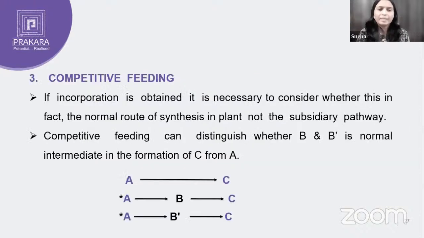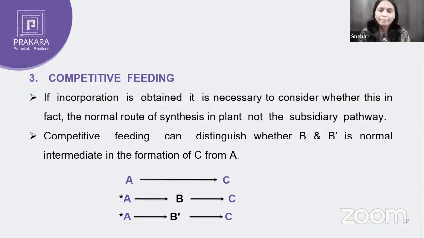Now the last one is competitive feeding. Competitive means what? If we take an example of a biosynthetic pathway, one compound will be formed by two biosynthetic pathways. Suppose here one example is A is the precursor, and it is converting into the final product C. But when A is converting into C, meaning the precursor is converting into the final product or the secondary metabolite, at that time what will happen?